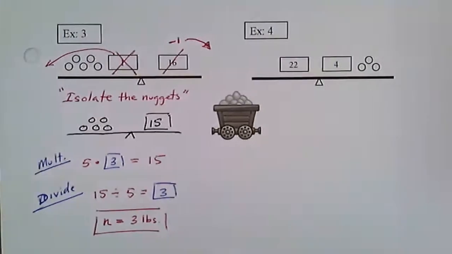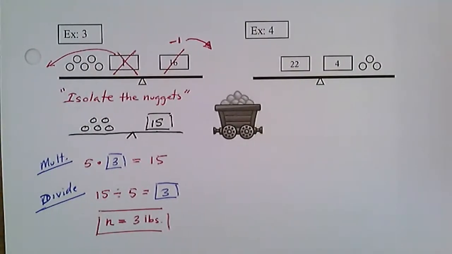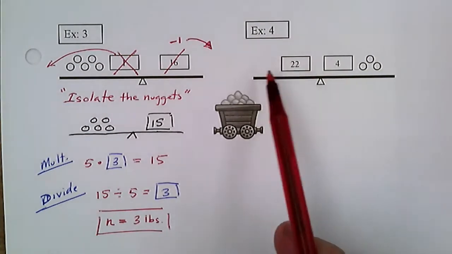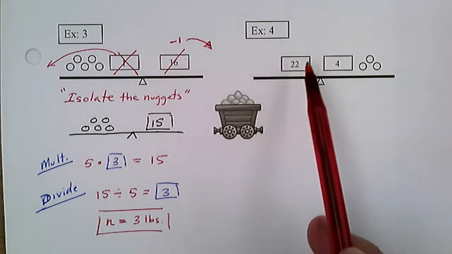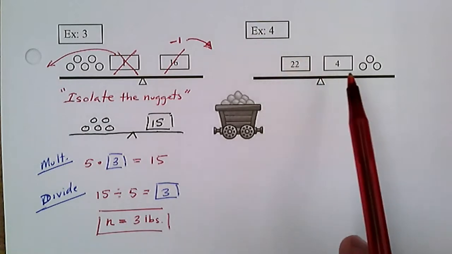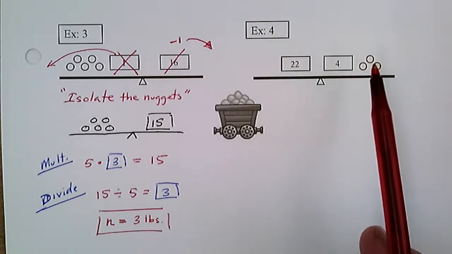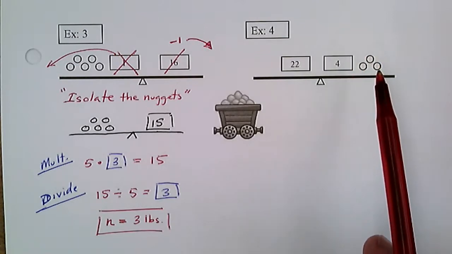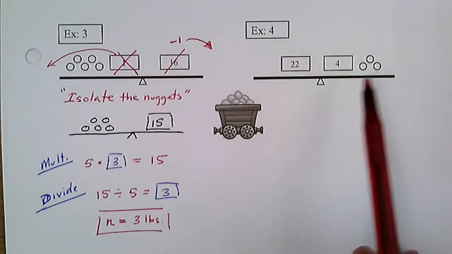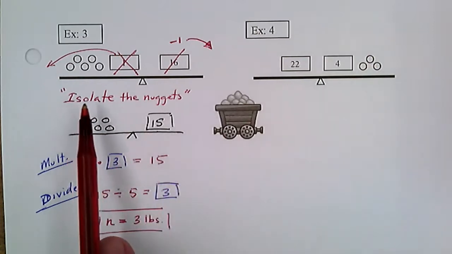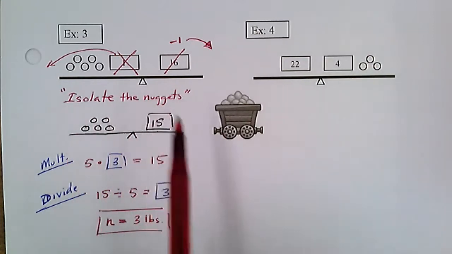Okay, all right, let's try number 4. You are going to have a few on your own. Okay, let's go ahead and take a look at the problem. I have 22 pounds, so I have a weighted plate, 22 pounds on the left side. On the right side, we have a 4-pound plate and then 3 nuggets. Okay, so you could try to guess and check your way through it, but what I'm going to do is this strategy called isolate the nuggets again.